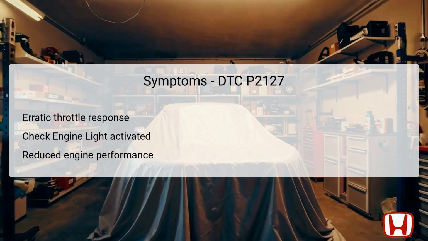The presence of diagnostic trouble code P2127 can manifest in multiple symptoms that directly affect vehicle performance and drivability. One of the primary symptoms noted is erratic throttle response. The vehicle may not accelerate smoothly or may lag when pressing the accelerator pedal. Additionally, the check engine light, CEL, will likely illuminate on the dashboard, signaling that there is an issue with the vehicle systems requiring attention. Drivers may also experience reduced engine performance, characterized by sluggish acceleration or a feeling of hesitation when attempting to increase speed.